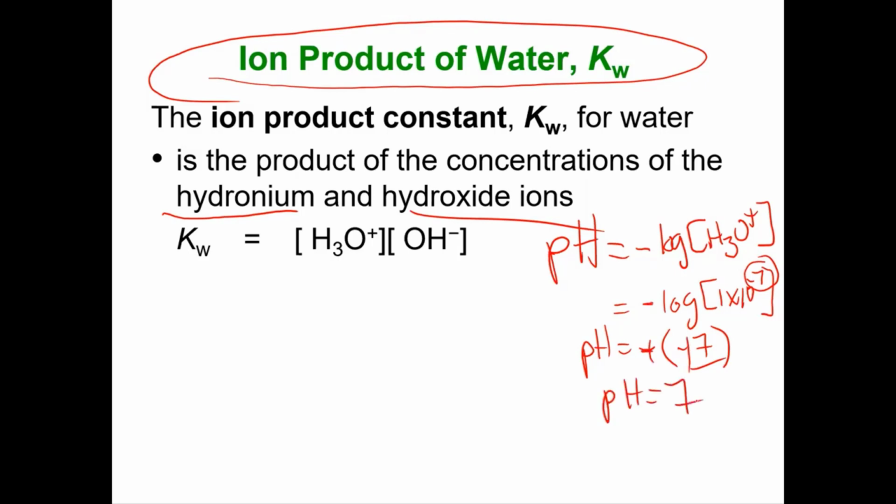So what we're finding is that pH is the negative log function of the hydronium concentration. And Kw, because it is a constant, allows us to solve for this. And if hydronium goes up, hydroxide goes down.